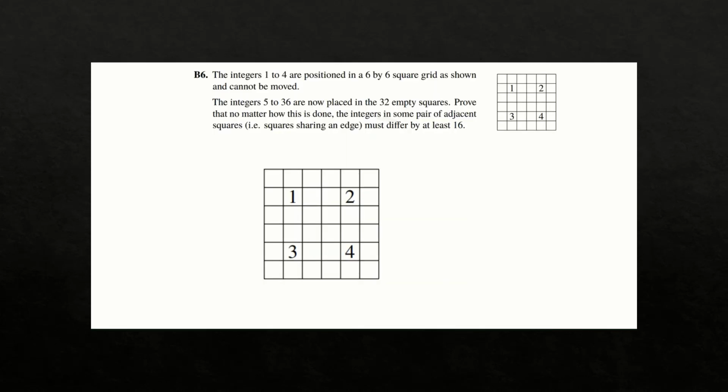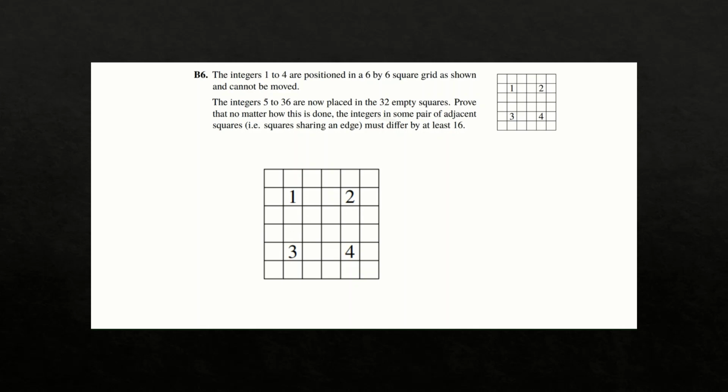This is question B6 from the Junior Mathematical Olympiad paper of 2021. Question B6 reads, the integers 1 to 4 are positioned in a 6 by 6 square grid as shown and cannot be moved. The integers 5 to 36 are now placed in the 32 empty squares. Prove that no matter how this is done, the integers in some pair of adjacent squares, i.e. squares sharing an edge, must differ by at least 16.